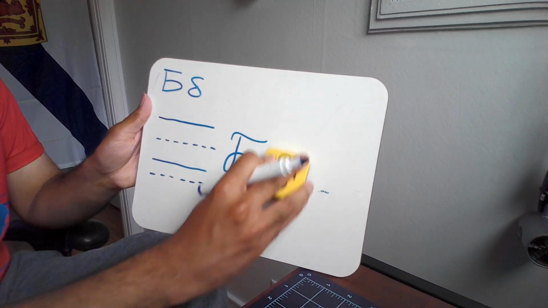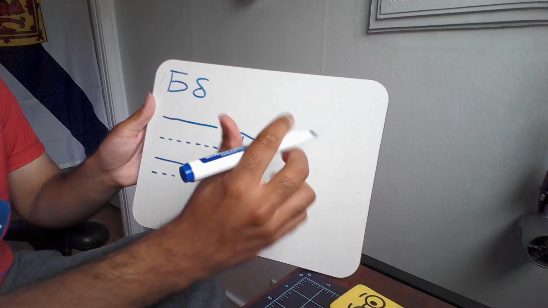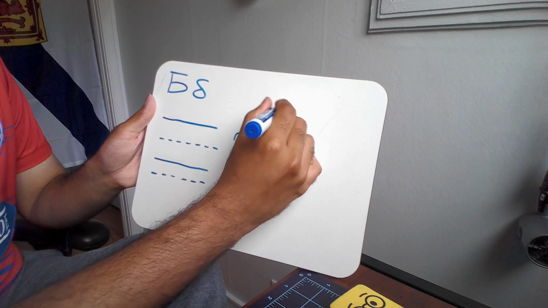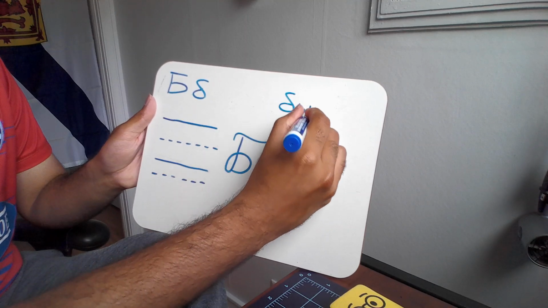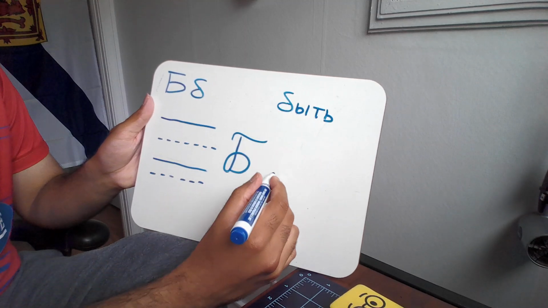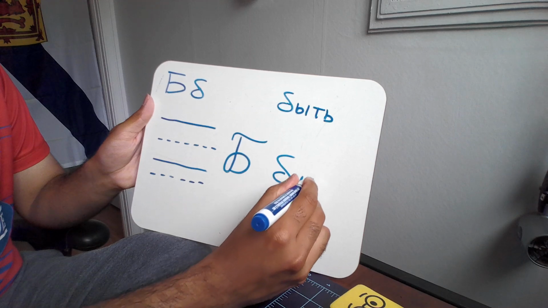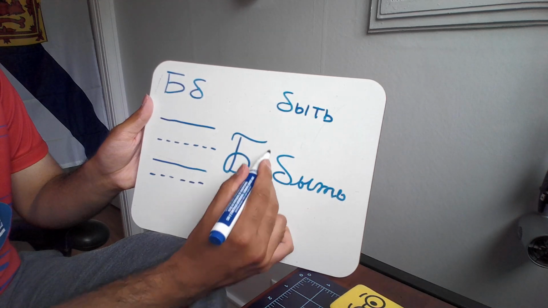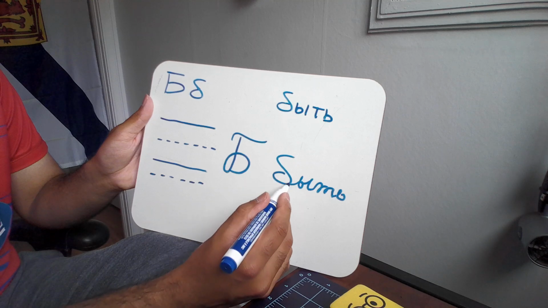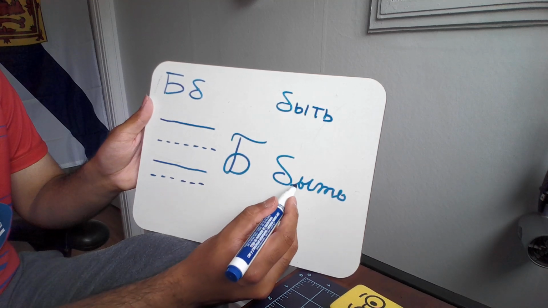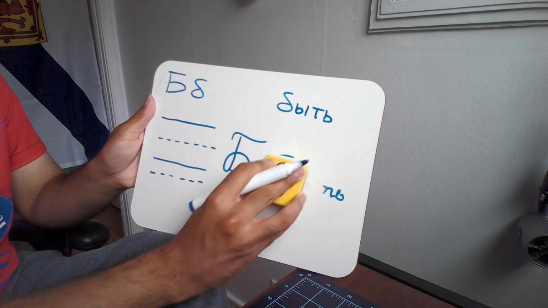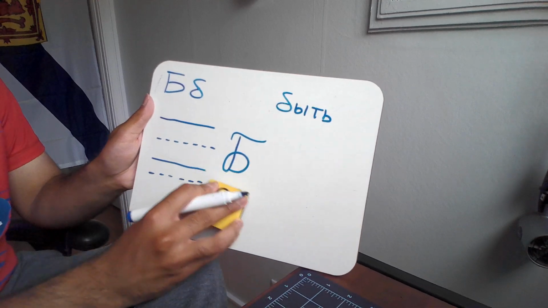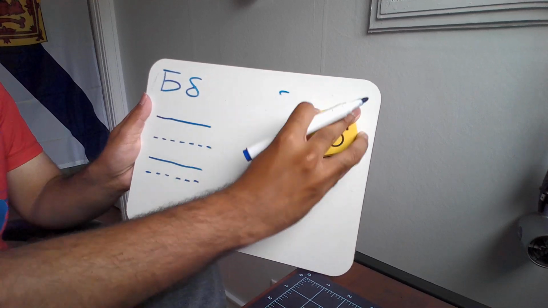So for instance, if I wanted to make a word like быть, to be, then I would write that like so. So I make my lowercase b, and then I lift the pen, and then I start again here for the next letter. So that's it for b.